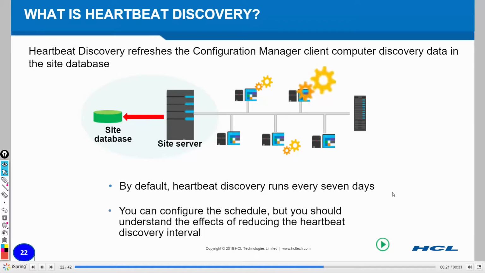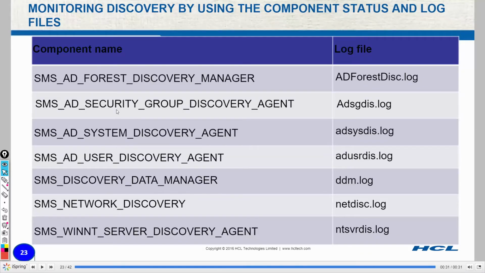You can configure the schedule, but you should understand the effects of reducing the heartbeat discovery interval. By default it is 7 days. If you reduce the schedule and you have a large number of devices, it will consume your network bandwidth, which can lead to bandwidth congestion also. So you should plan properly before configuring things.